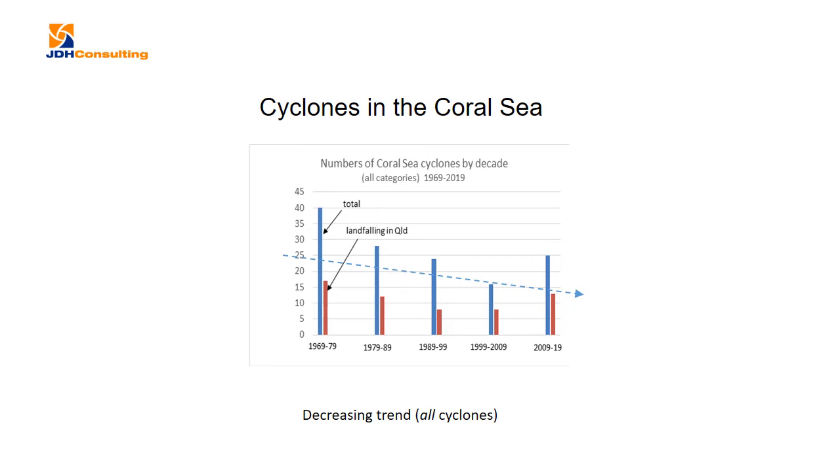So this bar chart here shows in blue the total number in the 5 decades from 1969 to 2019 in the Coral Sea, and the red bars show those of them that actually made landfall. So these are all cyclones of all categories. Of course the numbers are quite a bit higher here, but there does seem to be a decreasing trend in the total number of cyclones in the Coral Sea. Other people have observed this, but of course we're more interested in those severe and very severe cyclones.